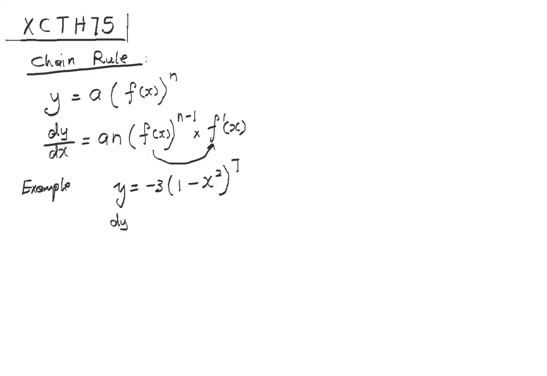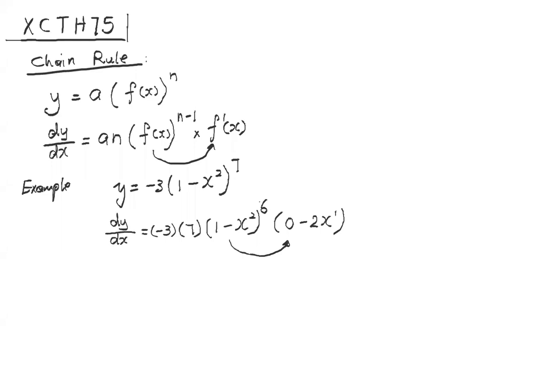So do you get it? So -3, this is your a. Power is 7. Copy down the whole thing. Power take away 1, that is 6. Then the derivative, the rate of change of this one. Okay, 1, the rate of change is 0. x squared, the rate of change is multiplied by the power, take away 1.